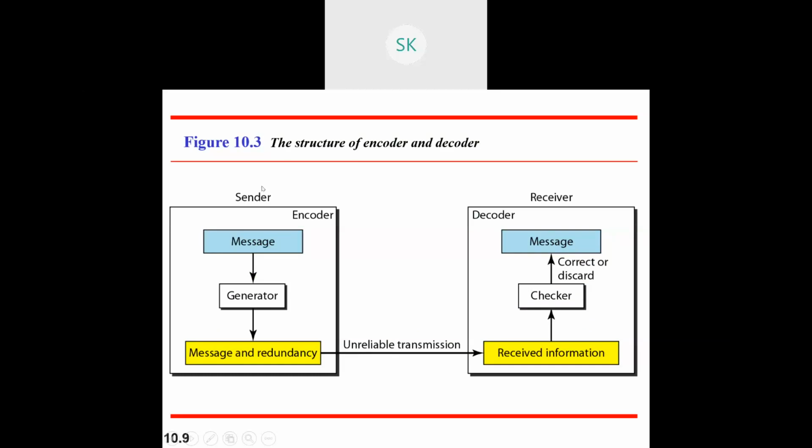This gives you the block diagram. This is very, very important. This block diagram, many times they have asked in the exams. The structure of encoder and decoder with respect to the sender and receiver part, with respect to the error detection method. So how will it be there? At the sender, they will always provide the encoder. What is this encoder all about?